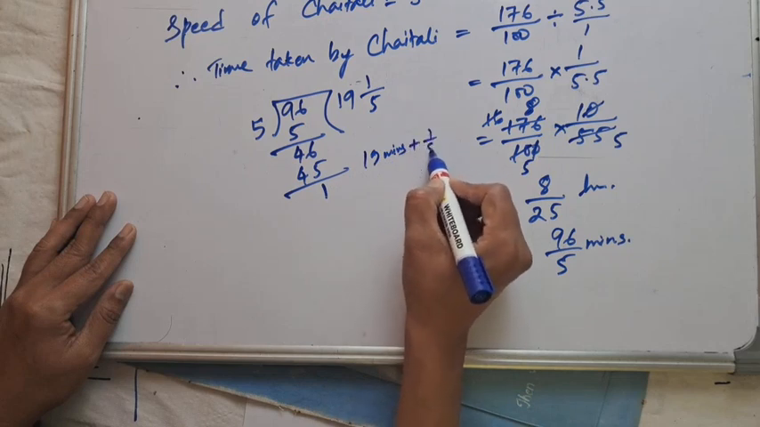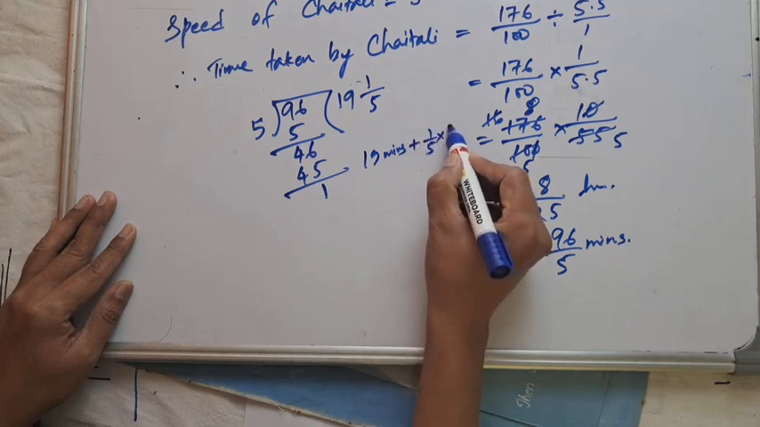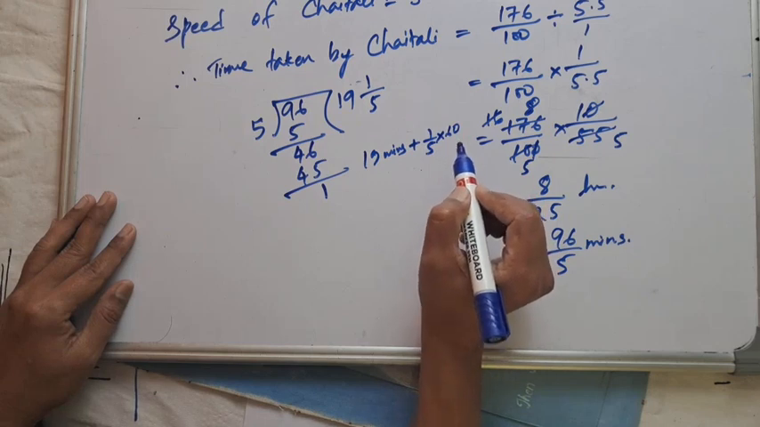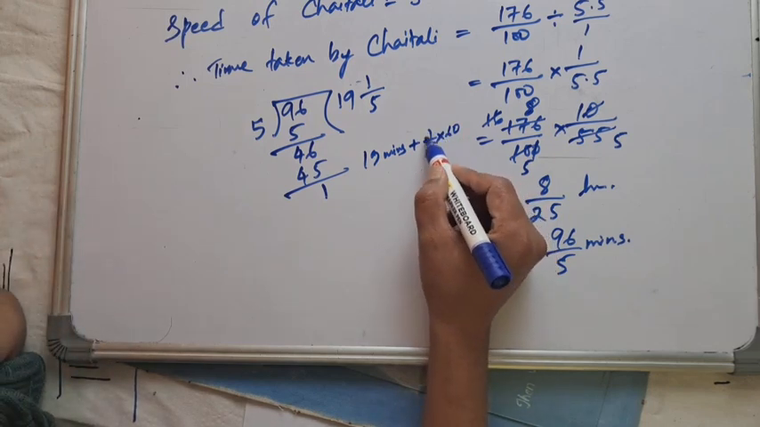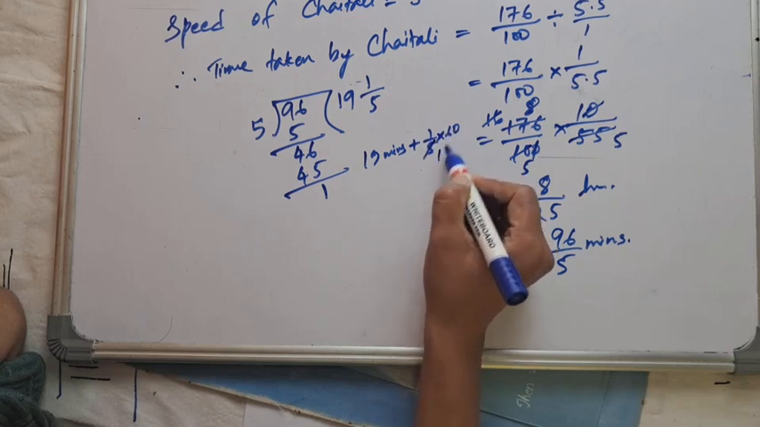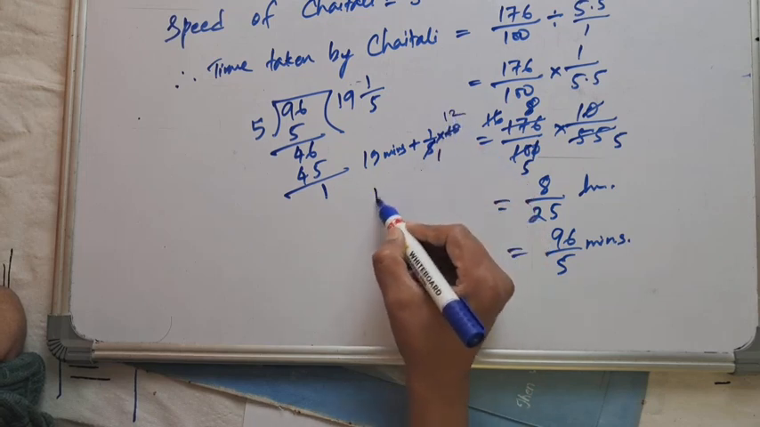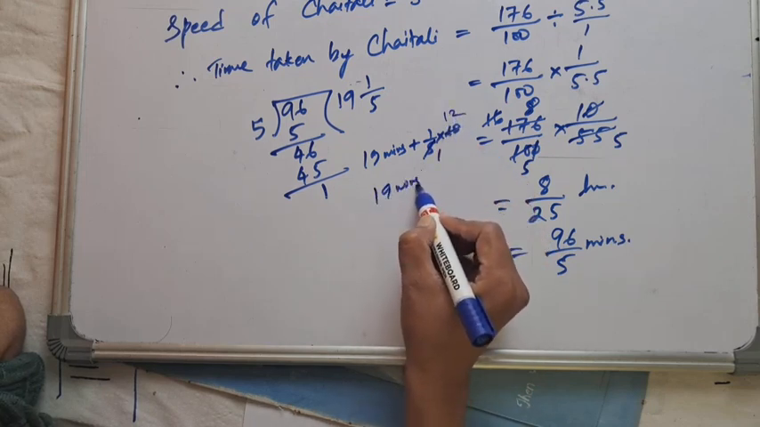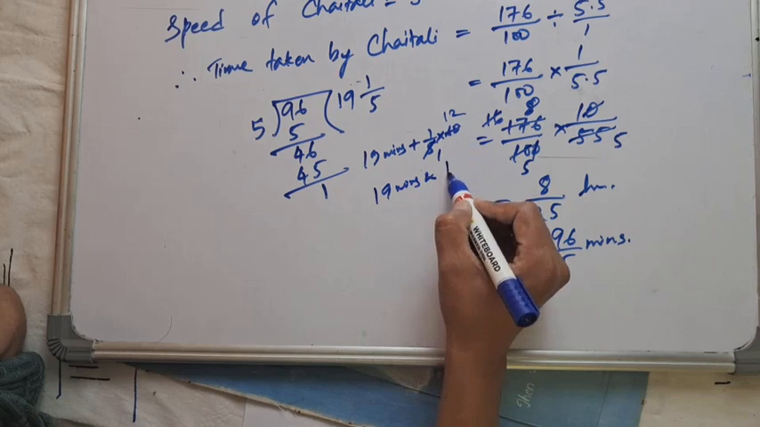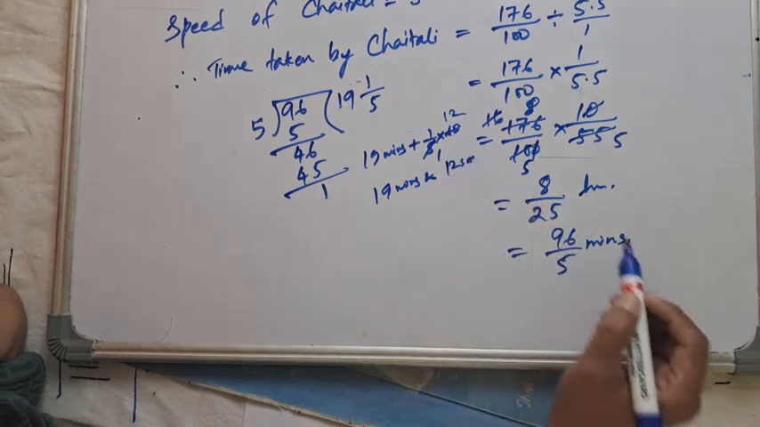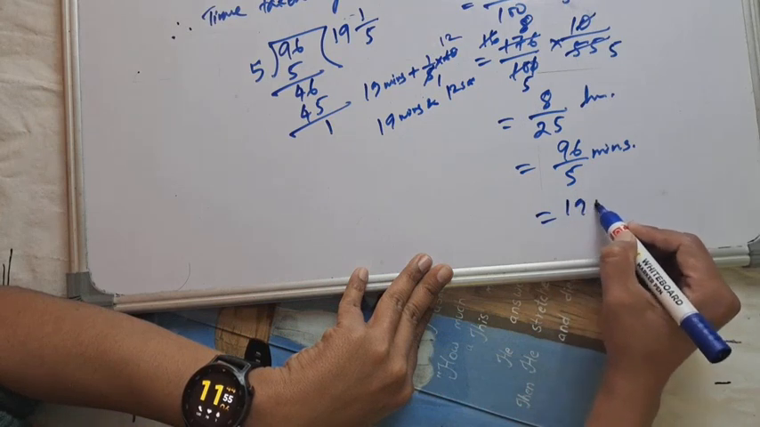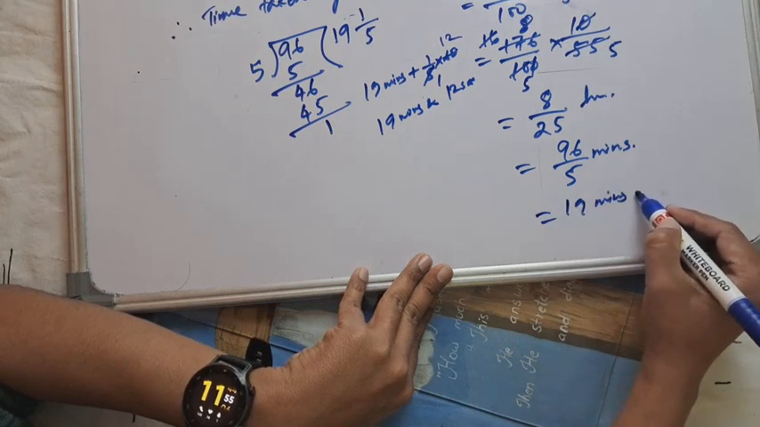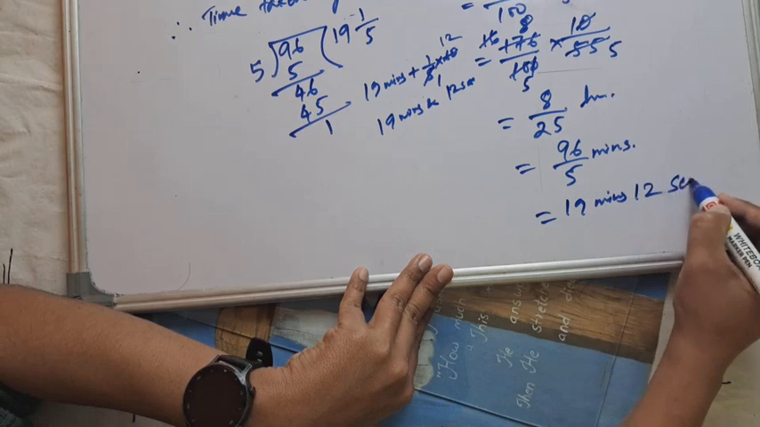plus 1 upon 5 is also in minute. So let's multiply this by 60. We convert this into seconds, because 60 seconds equal 1 minute, isn't it? So 1 upon 5 minute when multiplied by 60 is converted into seconds. 5 1s are 5, 5 12s are 60, which means 19 minutes and 12 seconds, isn't it? So let me write that. 96 upon 5 minutes means 19 minutes 12 seconds.